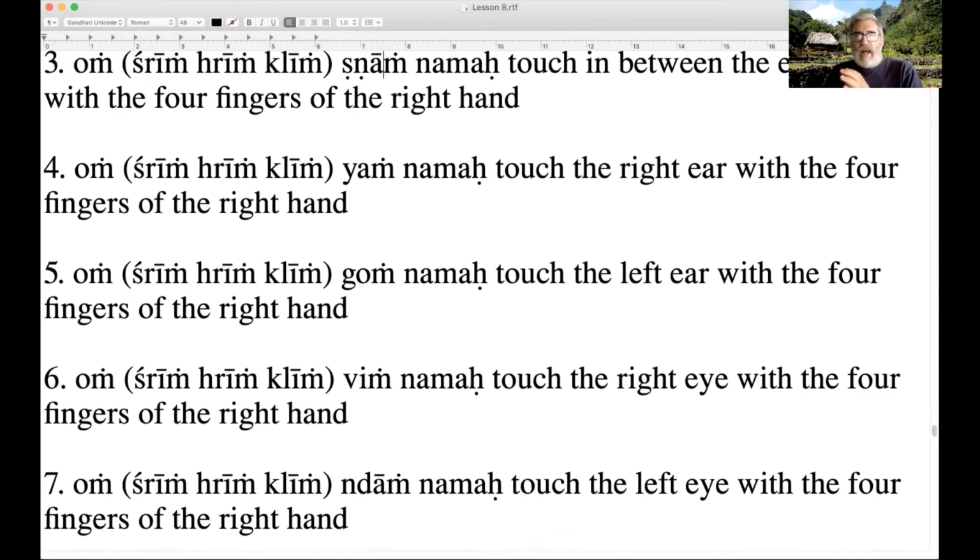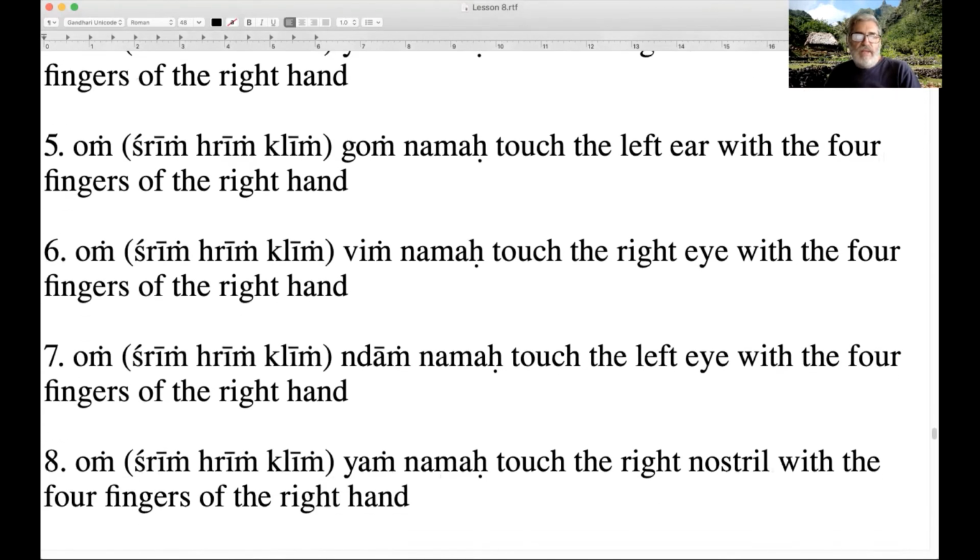So Om Yam Namaha, touch the right ear with the four fingers of the right hand. Remember, I think it was said that for the ears we use 2 syllables, yeah? So Om Yam Namaha, touch the right ear. So it could also be Om Shrim Hrim Klim or any combination, Yam Namaha. Then continuing on, we have Om Gom. So Govindaya, the first syllable of Govindaya is Gom, is go, plus Anushwara is Gom. So Om Gom Namaha, touch the left ear with the four fingers of the right hand. So it could also be with the other Bija mantras, Om Shrim Hrim Klim Gom Namaha.